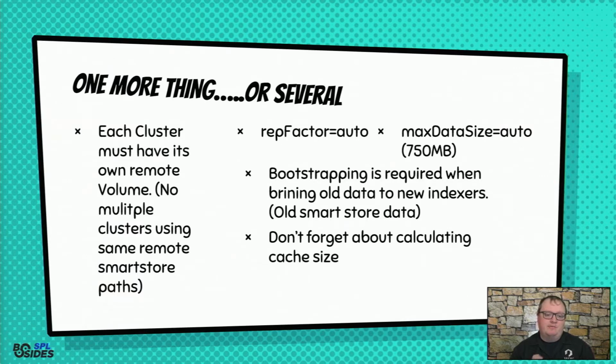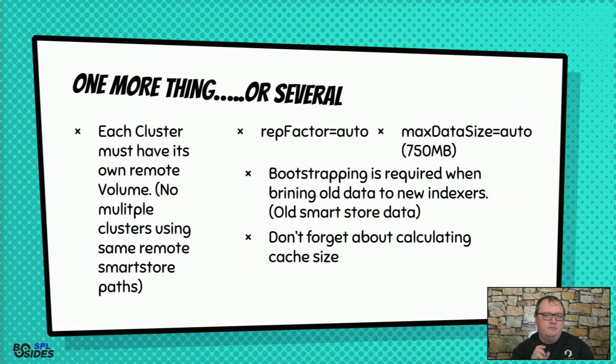Another caveat is that the rep factor has to be auto. No ifs, ands, or buts, just letting Splunk do its thing. Something else we'll get into later is that max data size also has to equal auto, at 750 megs. So one caveat is that your buckets are going to be smallish, 750 megs. They're all going to be the same size.